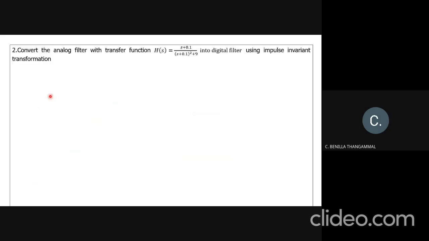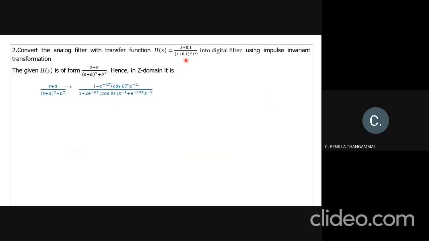So we'll go for another problem here. Convert the analog filter with the transfer function H of s equal to (s plus 0.1) divided by (s plus 0.1) whole square plus 9 into a digital filter using the impulse invariant transformation. Here it's very simple. By seeing the H of s, we can guess what formula it will fit: s plus a divided by (s plus a) whole square plus b square.